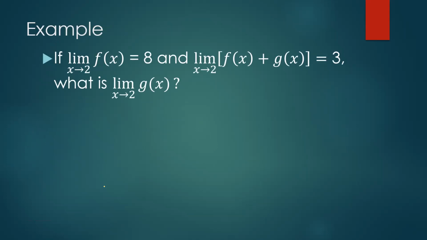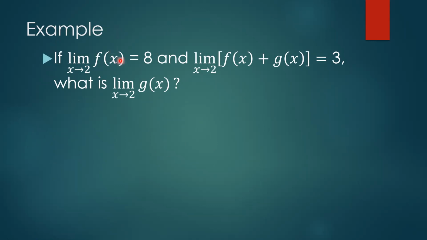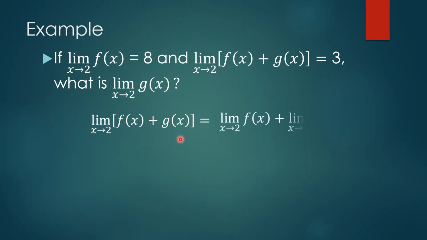Paano natin gagamitin yung ating mga properties kung hindi given this time yung function. Ang given is yung value ng limit. Okay? We're given with the limit of f of x as x approaches 2, that is 8. Tapos yung limit ng sum is equal to 3. We're asked to find the limit of g of x. Okay, syempre dapat same lang yung ina-approach ng x natin. Consistent dapat. Hindi pwedeng dito x approaches 2, tapos dito x approaches 3. So dapat pare-pareho. Okay? So as we know, the limit of this sum is equal to the sum of their limits. Okay? Tapos this part is given.